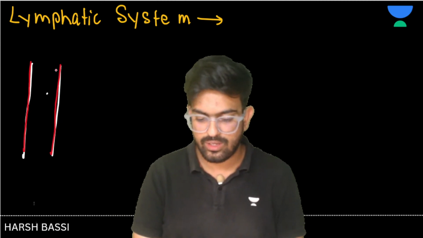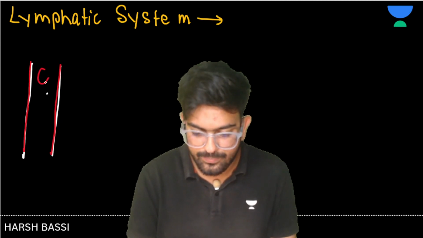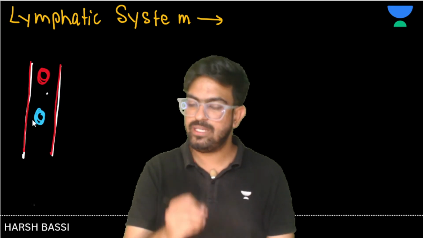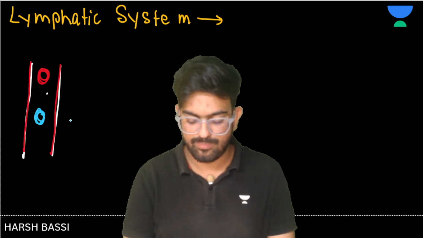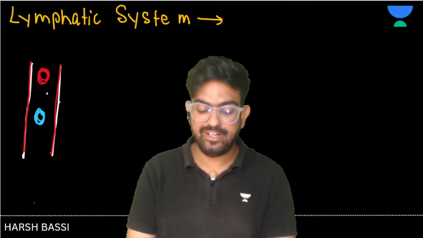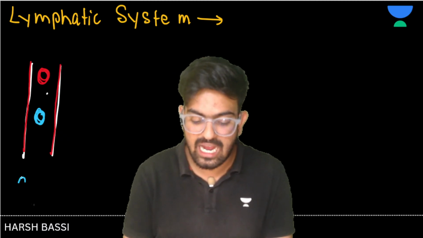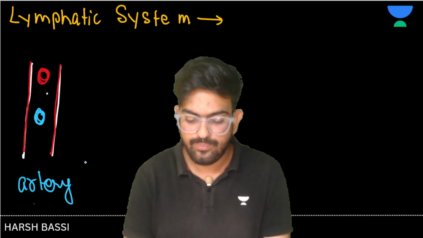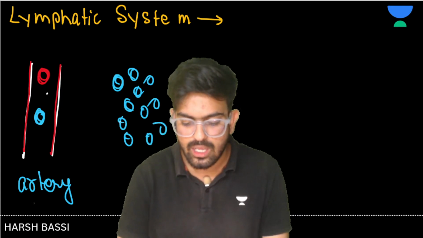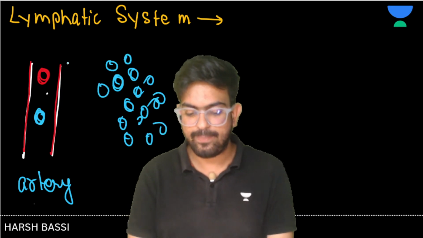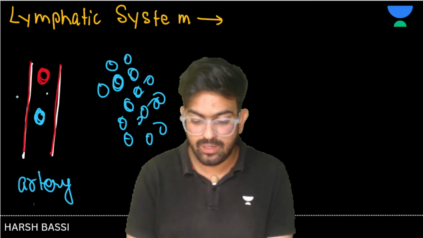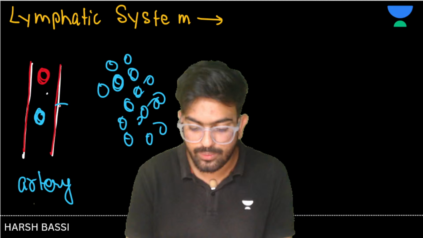This is an artery. In the artery we have RBCs, WBCs, and platelets. Now what happens? Some of the fluid along with the WBCs leaks out. Let's suppose this is the artery and there are some tissues present here. The fluid from the blood will ooze out, and it will go into where?